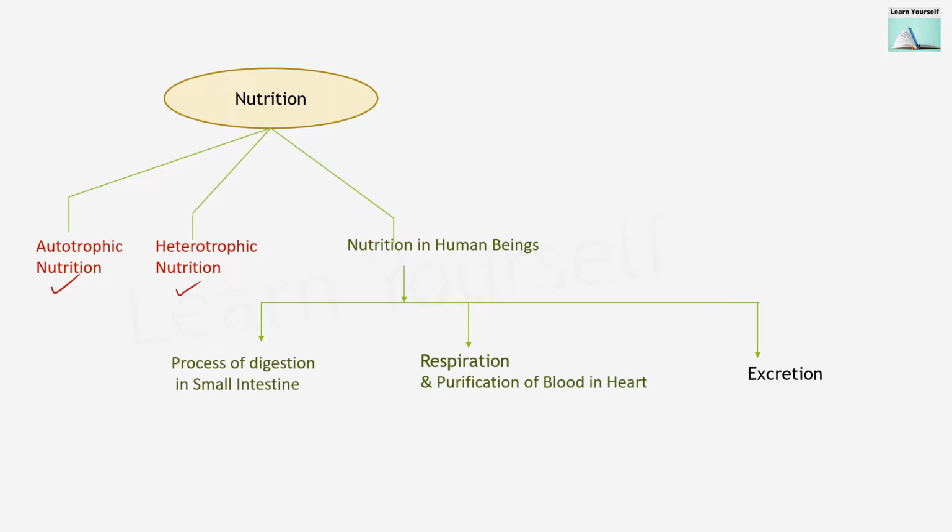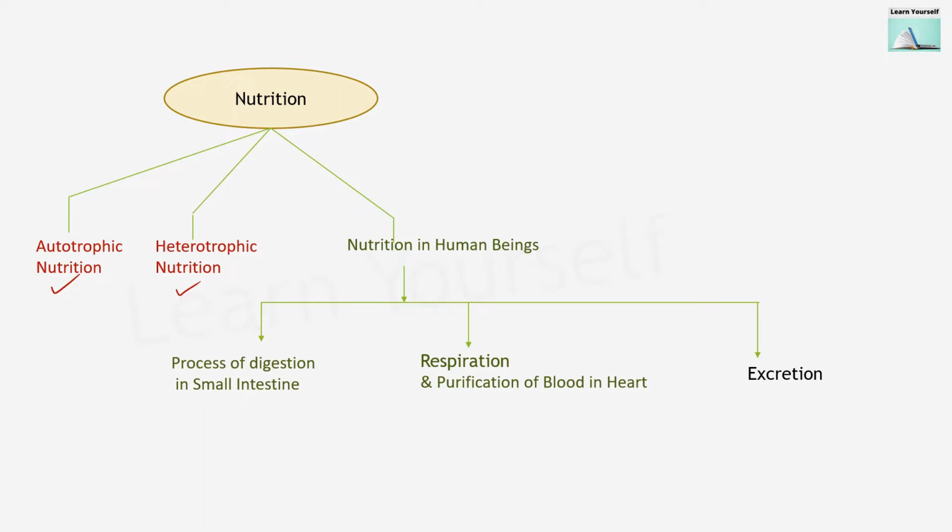These processes we already know, but we are going into depth and we are going to learn how actually our body works. So it includes the process of digestion in small intestine. Then second is respiration. Third is purification of blood in heart. And the last one is excretion. And in excretion, we are going to learn the functions of the kidney.